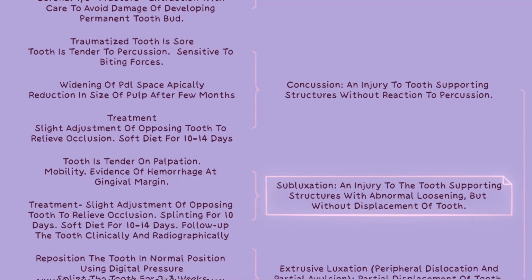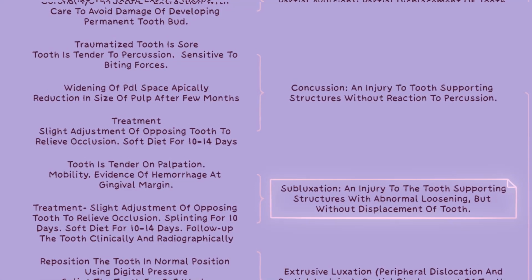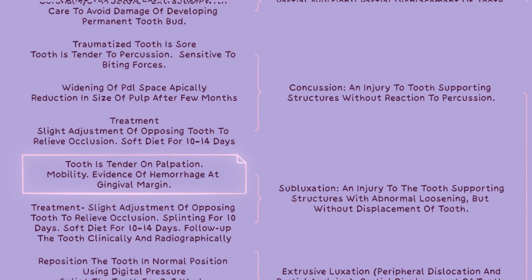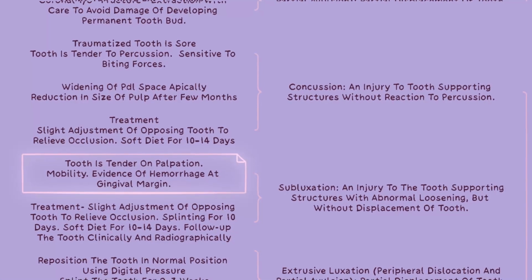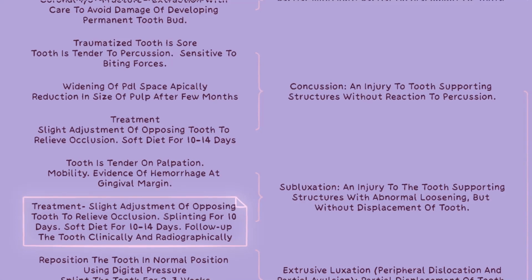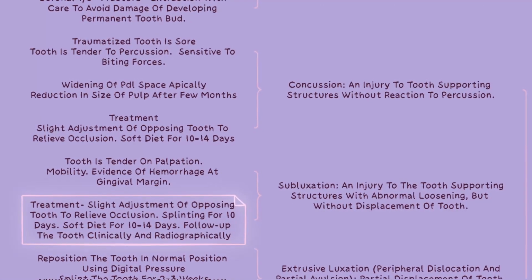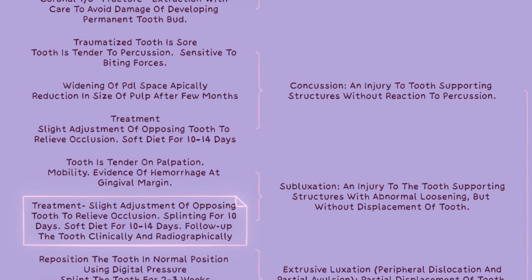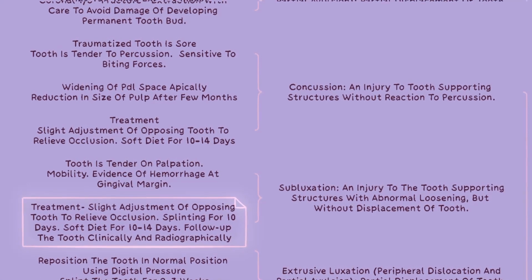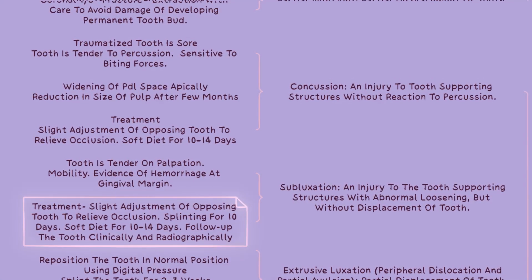Subluxation, an injury to the tooth supporting structures with abnormal loosening but without displacement of tooth. The tooth is tender to palpation and hemorrhage can be seen at the gingival margin. Treatment includes relieving the occlusion of the opposite tooth and flexible splinting for 10 days. The patient is also advised to stay on a soft diet for 10 to 14 days. Follow-up must be done, both clinically and radiographically, to check for changes.